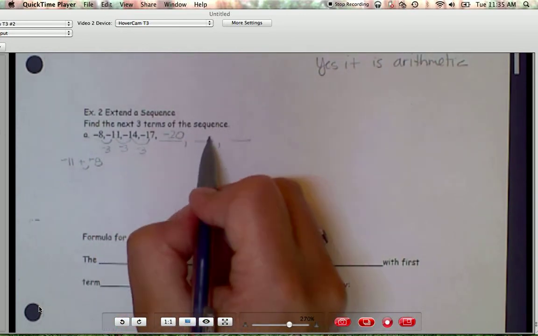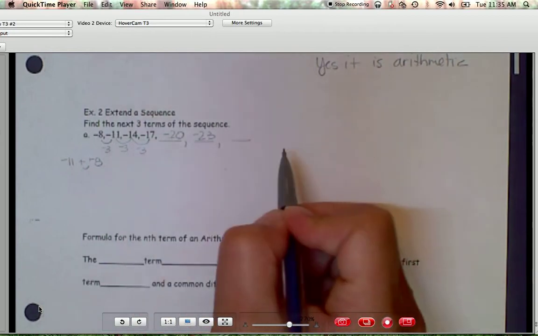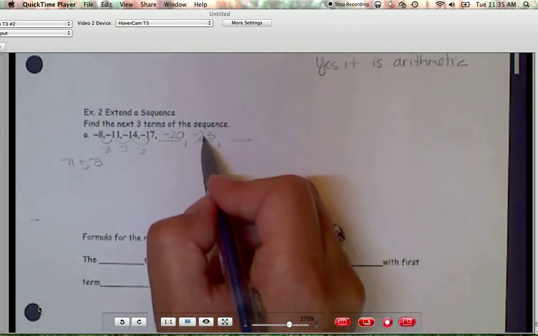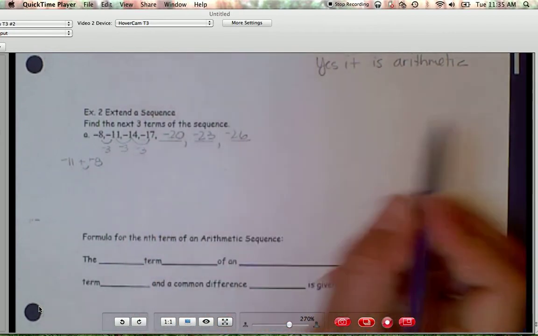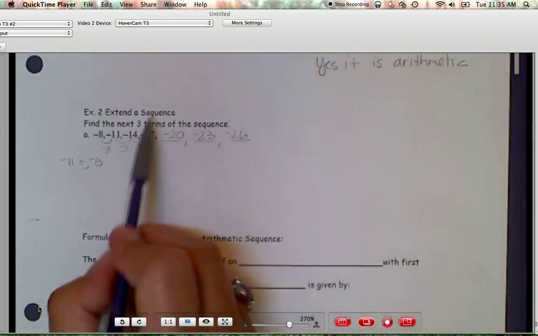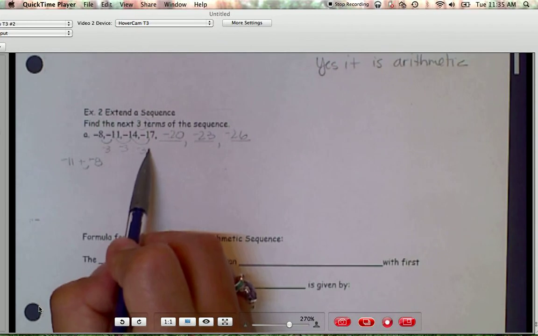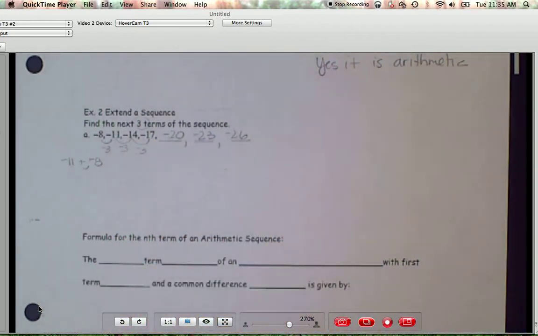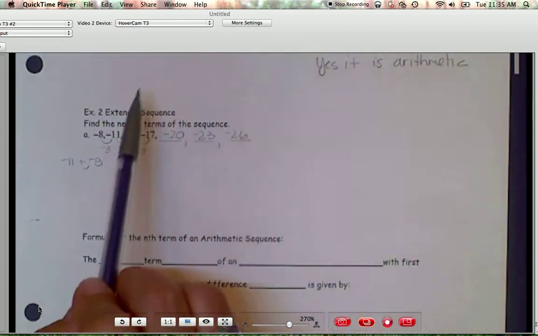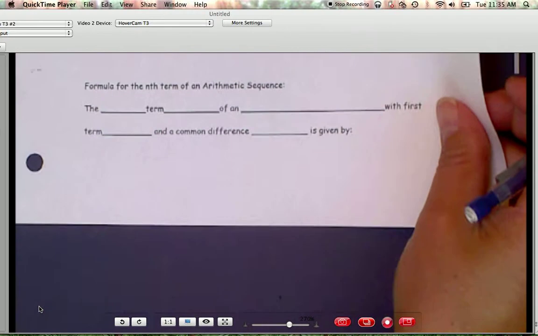Negative 20 minus 3 would be negative 23. And negative 23 minus 3 would be negative 26. So make sure you pay attention to how many terms it wants you to add on. Find the common difference first, and then just continue on with the same common difference. Pretty easy.